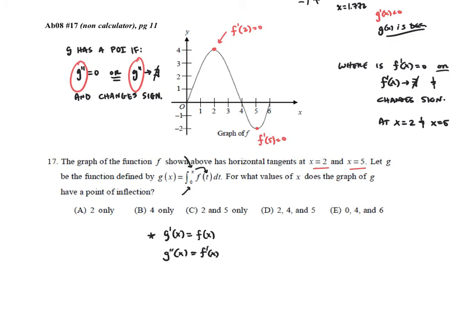Now I don't have to worry about whether f prime ever does not exist. It doesn't show up in this graph. This graph is continuous and differentiable, and therefore I won't run into that issue. But I can say with confidence that since f prime equals 0 and changes sign at 2 and 5, that means that G has a point of inflection at both x equals 2 and x equals 5. All right, let's continue with a few more examples.